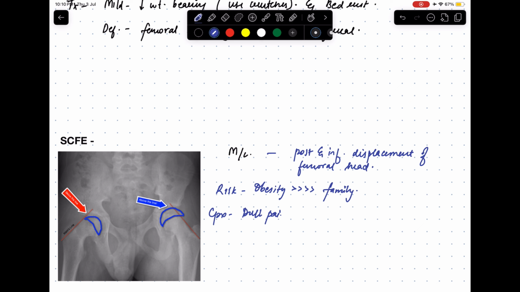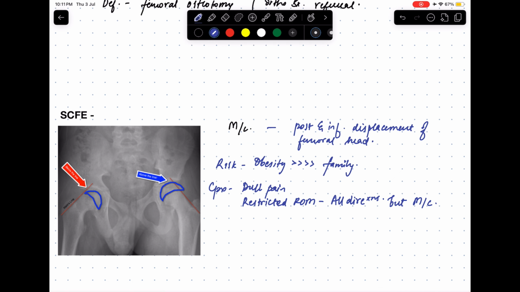Now when we are talking about the clinical presentation, there could be dull pain in the medial thigh, knee or groin, and it is mostly seen on the left side rather than the right side. And there would be restricted range of motion in almost all directions, but it is especially seen in internal rotation.